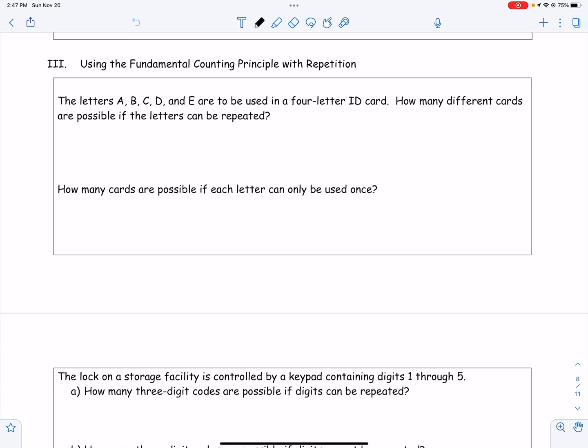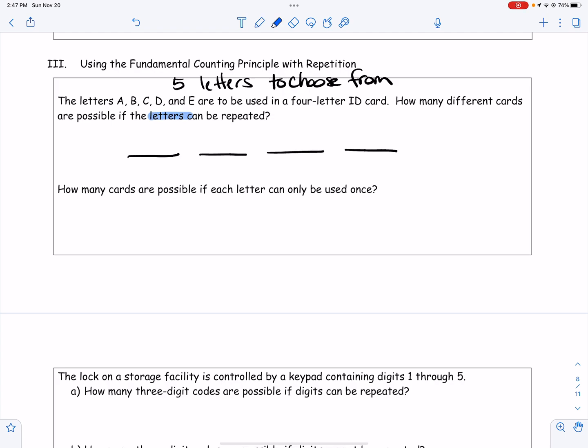card. So the first thing that I do is we recognize that we have 5 letters to choose from. But we're making a 4-letter ID card. So I'm going to put those blanks right there because each letter I'm going to be able to choose from is A, B, C, D, or E. And so the thing that I want to highlight here is that letters can be repeated in this first example.